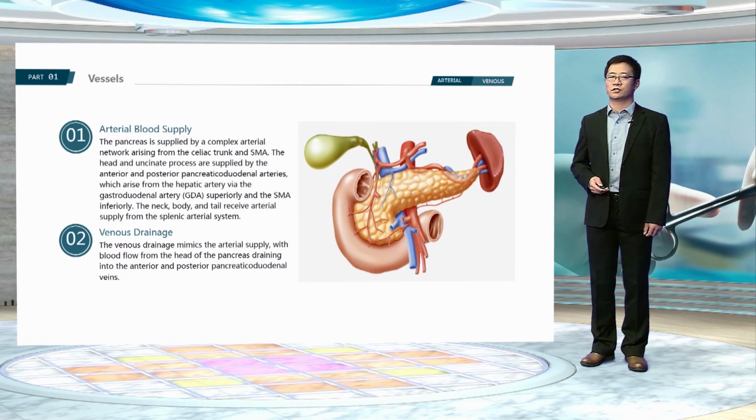Then, venous drainage. The venous drainage mimics the arterial supply, with blood flow from the head of the pancreas draining into the anterior and the posterior pancreaticoduodenal veins.